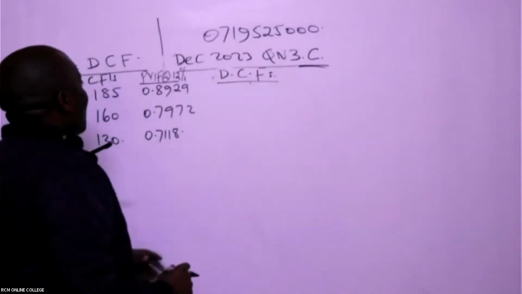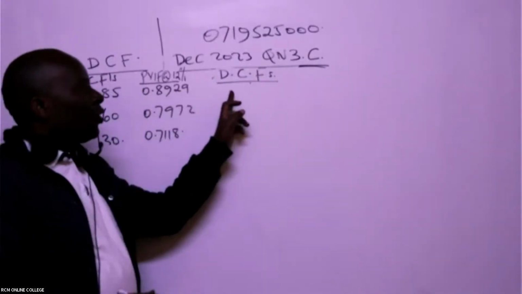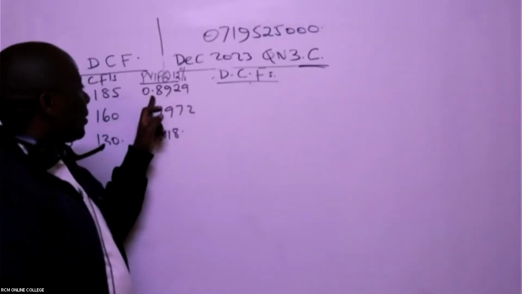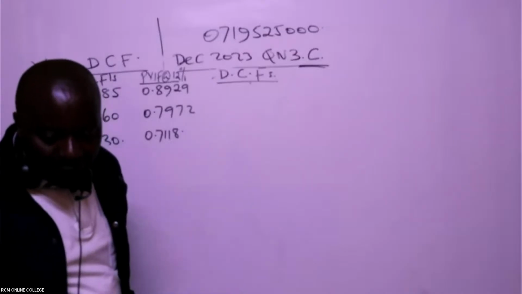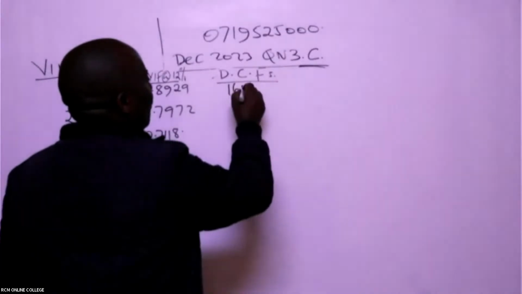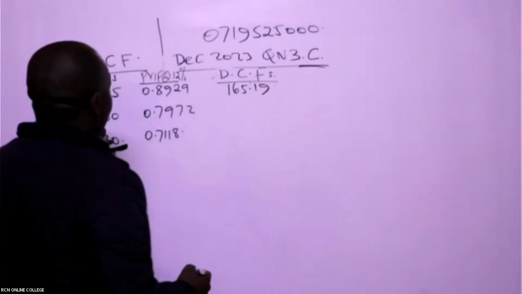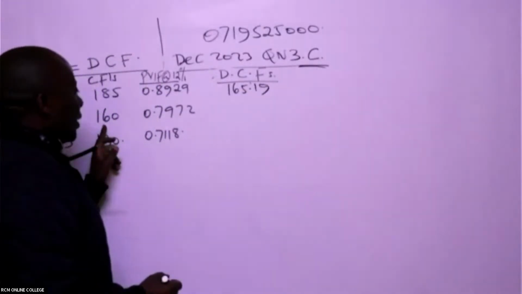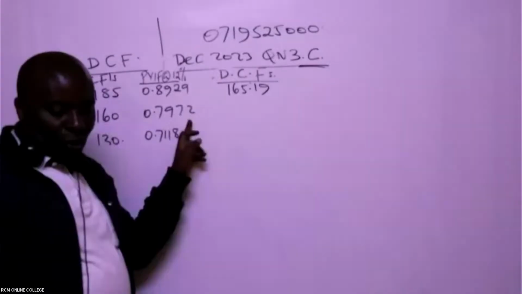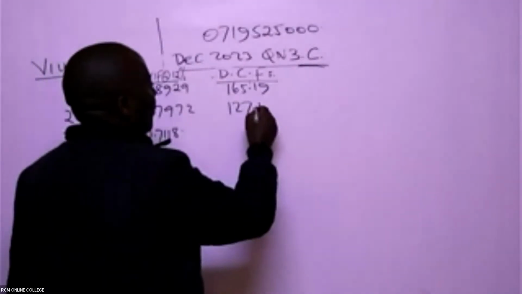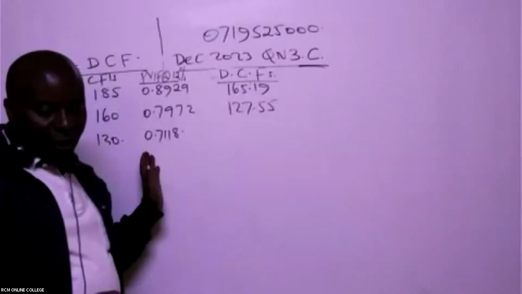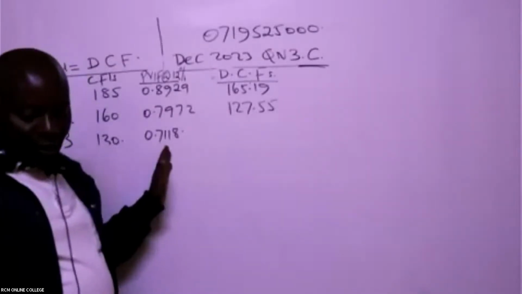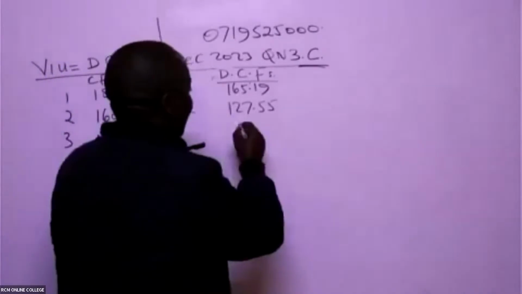Then finally give us what we call the discounted cash flows. Now we are taking 185 times this. Give me an answer: 165.19. Then we have 160 times 0.7972, which is 127.55. Then we have 130 times 0.7118, which gives me 92.53.